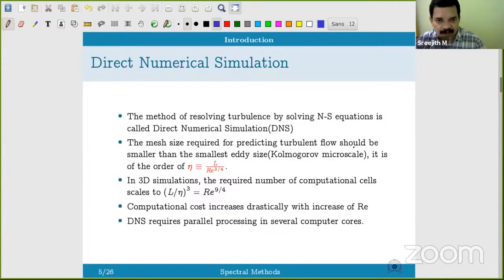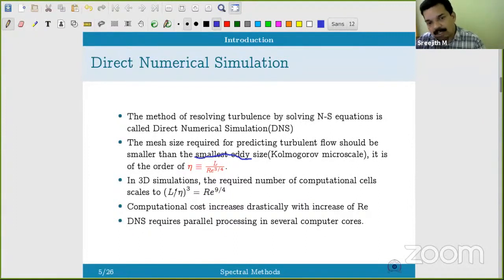Now, if you are simulating a turbulent flow, the smallest size of the discretized domain should be that of the Kolmogorov micro scale, which is equal to the smallest eddy size. The Kolmogorov micro scale is given by eta, approximately equal to L by Re raised to 3/4. And in a 3D simulation, if you want to simulate that smallest eddy, we require a number of computational cells, so grid size.